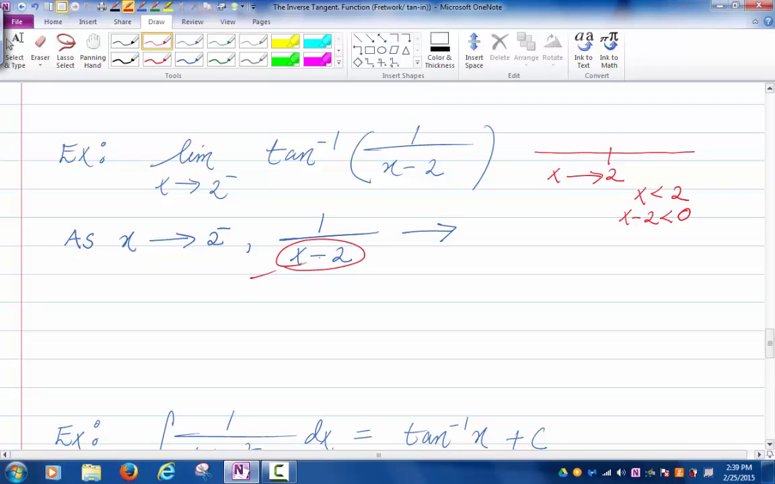So think about dividing 1 by negative 0.00000000001, right? Are you going to get something big? Yes. So I know that it's negative and big. So I have that the quantity inside the parenthesis goes to negative infinity. And so what is happening to tangent inverse?